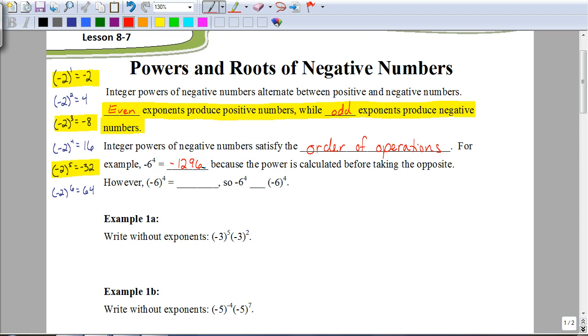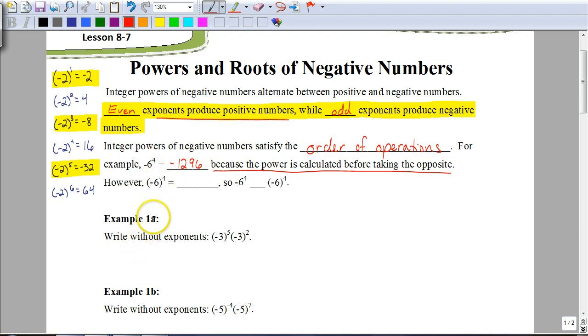Now you might say, well, wait a minute. 4 is an even exponent. We just said that even exponents produce positive numbers. So how can negative 6 to the fourth power be negative 1,296? Well, the reason for that is because the power is calculated before taking the opposite. Meaning, remember order of operations. What's our first order of operations? Take care of exponents. Well, technically parentheses, but then second would be exponents. Since there's no parentheses here, we would take 6 to the fourth power, which is 1,296, and then apply the negative.